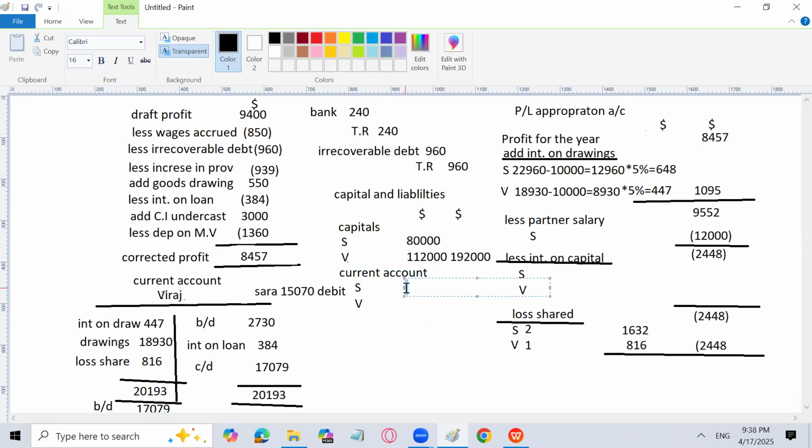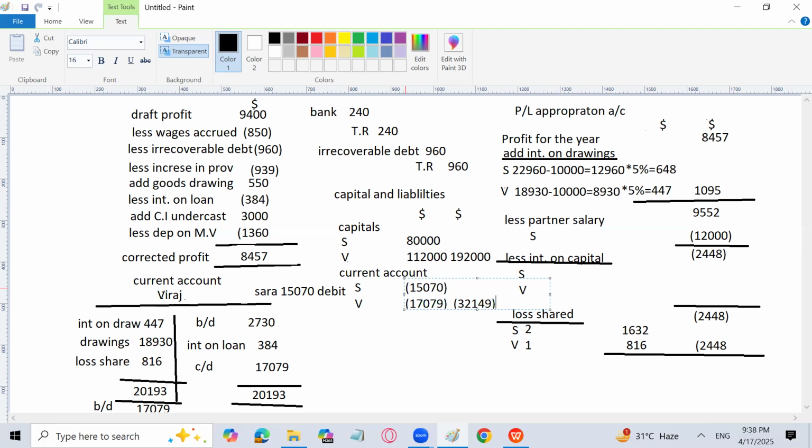So Sarah's current account is a debit balance. It means that it will come in brackets because it is a negative balance, a loss, or we have to take that amount from Sarah. 15,070, and for Viraj it is 17,079. It is also negative. So the total negative will become, let me calculate, 17,079 plus 15,070. It is 32,149, and it is going to be negative.